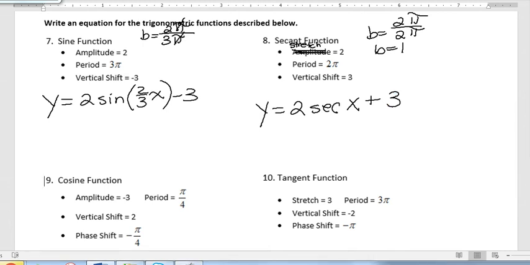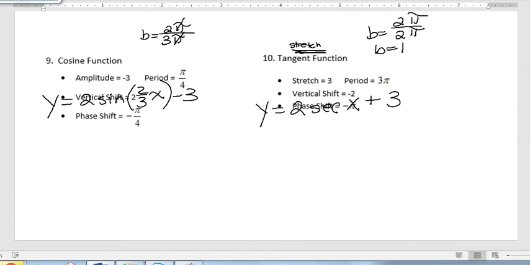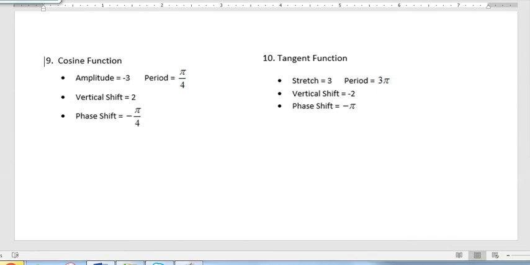All right, let's scoot our papers down just a little bit more. We'll work on 9 and 10. I'll bring that up a little. No, that's all I can go. Okay, so I'm looking here.